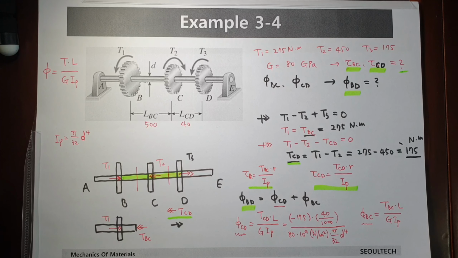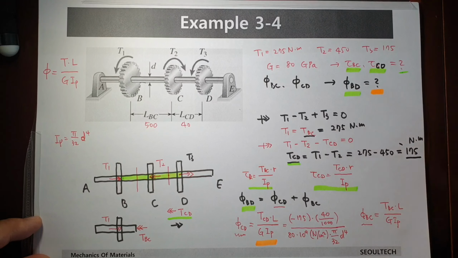Next one, finally we would like to know the change of angle between BD. Then firstly we can calculate phi CD, BC. Then we can apply the formula GIP-TL, this formula. Then you can calculate phi CD and phi BC. Then finally you can have answer for this one.